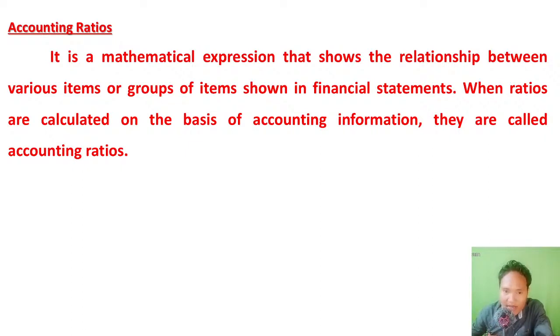Now what do you mean by accounting ratio? According to the definition, it is a mathematical expression that shows the relationship between the various items or groups of items shown in the financial statements. When ratios are calculated on the basis of accounting information, they are called accounting ratios.